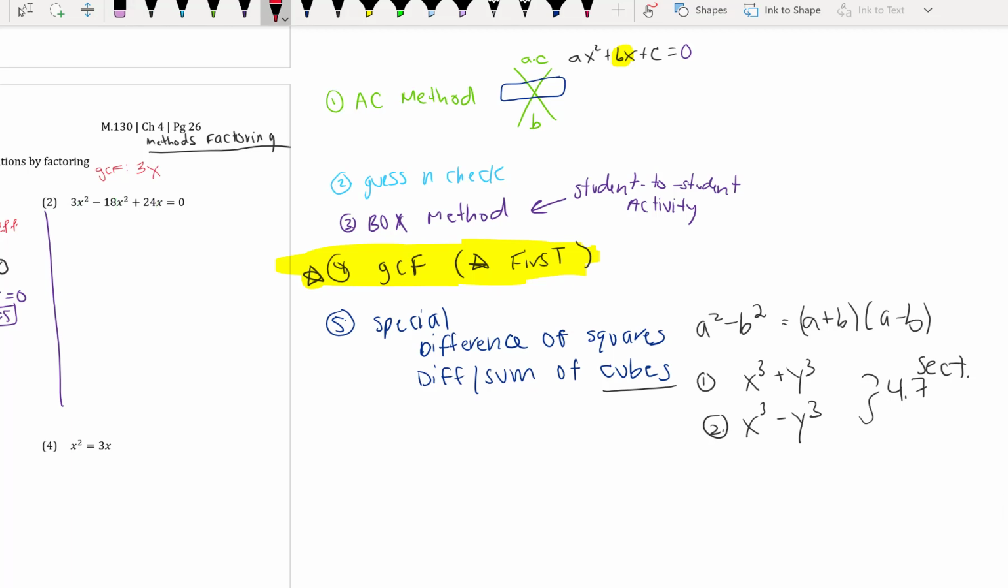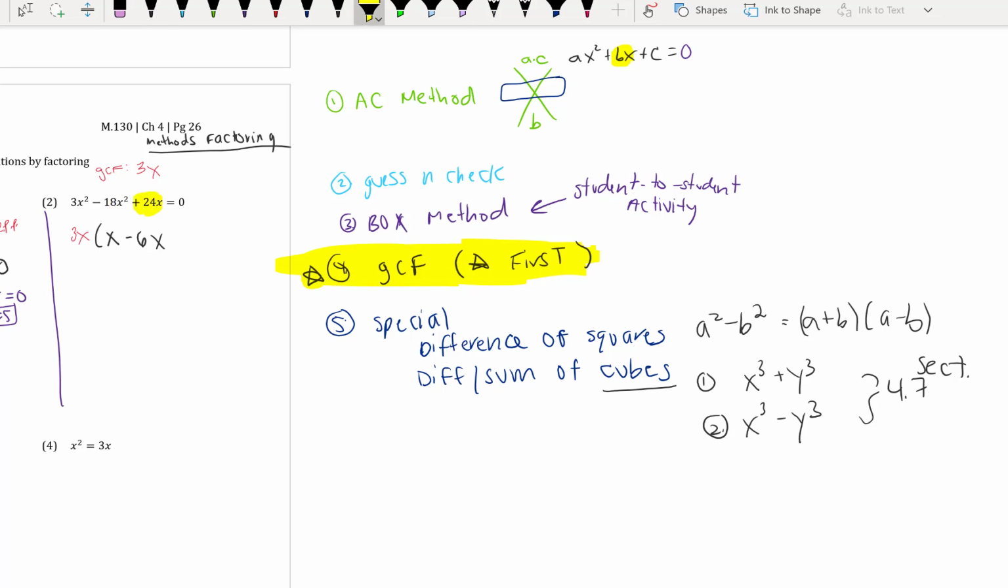So I'm going to deal with my GCF first. So I have a 3x. So I'm going to factor a 3x from each term. So from our first term, 3x squared divided by 3x gives us just x. Now let's look at our second term. So we have a negative 18 divided by 3, so that's going to give me a negative 6. X squared divided by x will just give me an x.